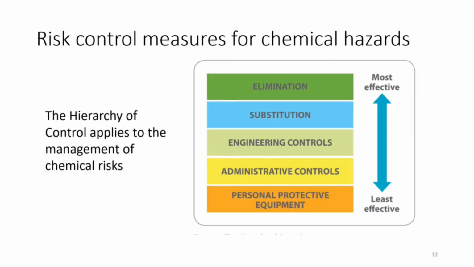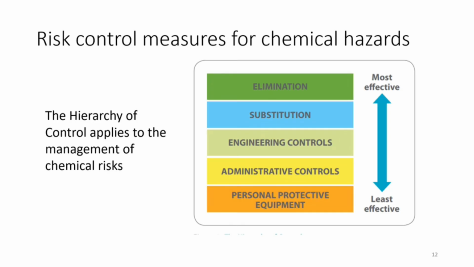Next, we shall learn about the risk control measures for chemical hazards. The diagram here shows the hierarchy of control applying to the management of chemical risks. From the most effective to the least effective, there are 5 levels, namely elimination, substitution, engineering controls, administrative controls, and personal protective equipment. In the next slide, we shall look at some of the examples for each level of control.